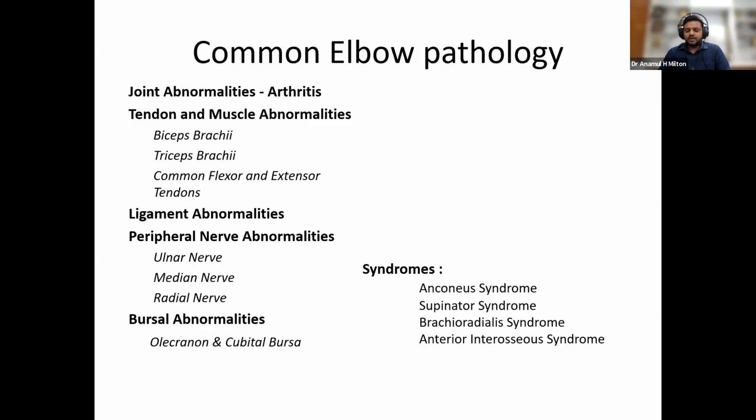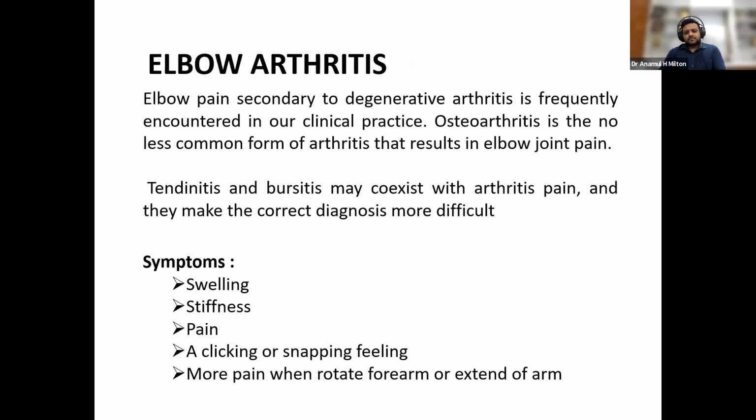So now I am going forward. Though elbow arthritis is not so common, it is not rare either, because many times we see osteoarthritis and also some forms of inflammatory arthritis, the rheumatological problems like rheumatoid arthritis, or sometimes peripheral spondyloarthropathy and psoriatic arthritis. We can also see these arthritides of the elbow.